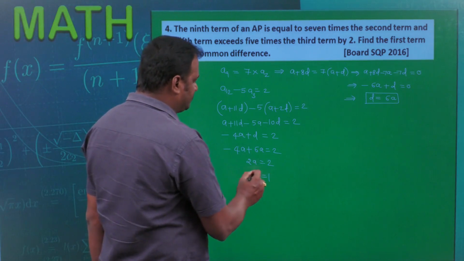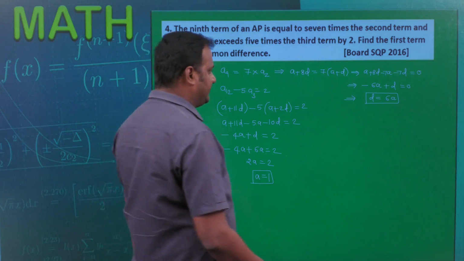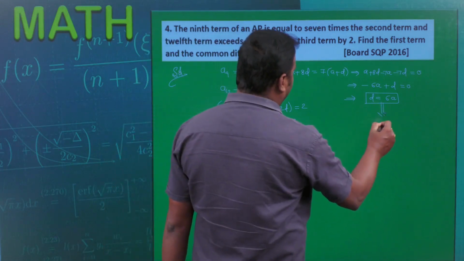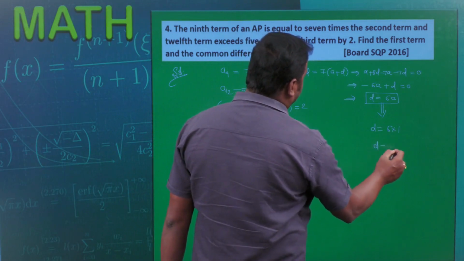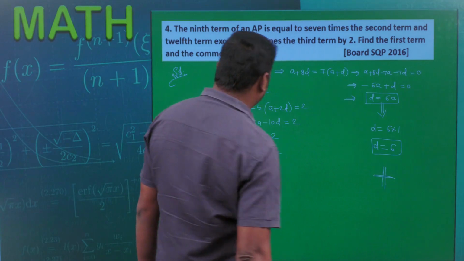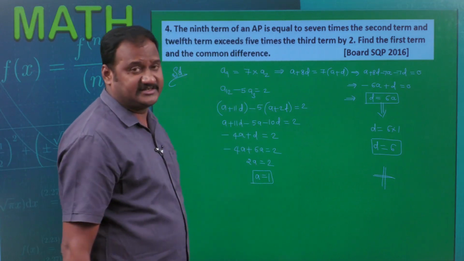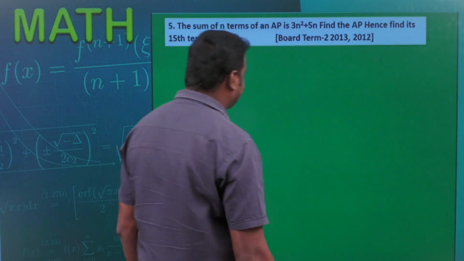2 into how much is equal to 2? 2 into 1 is equal to 2. So I got the value of A equal to 1, and then the value of D is going to be 6 into 1. So D is equal to 6. Therefore, the first term is 1 and the common difference is 6. So this way we can answer the problem easily.